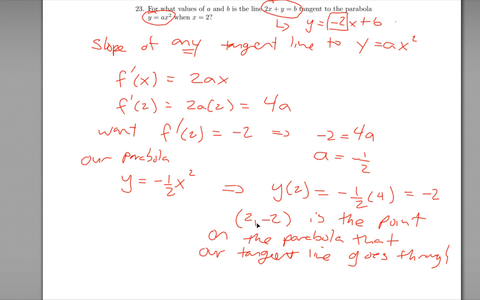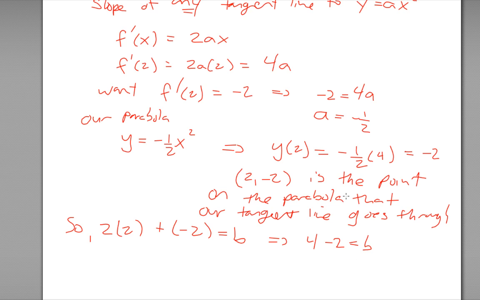So now that we have an x value and a y value, and this line goes through this point, we can easily plug this in to figure out what b is. So we have 2, what's our x value? 2, plus what's our y value at this point? Negative 2, has to equal b. So in this case, b has to be equal to 2, because we have 4 minus 2 is equal to b, which means b is equal to 2.